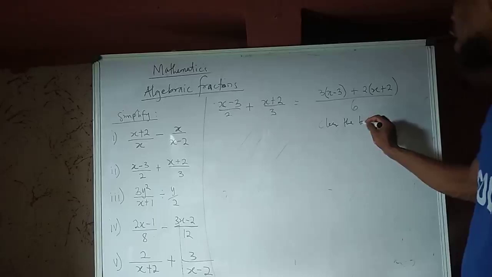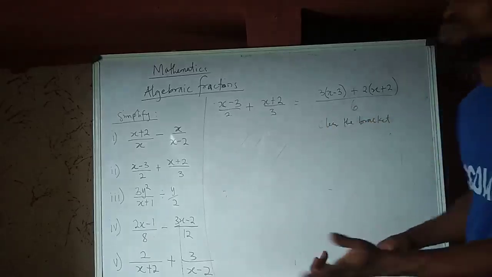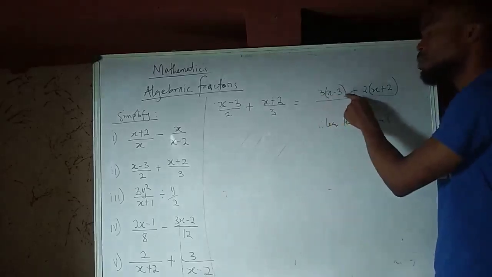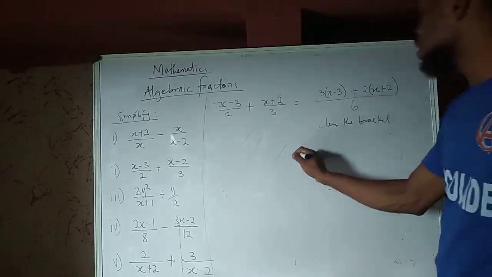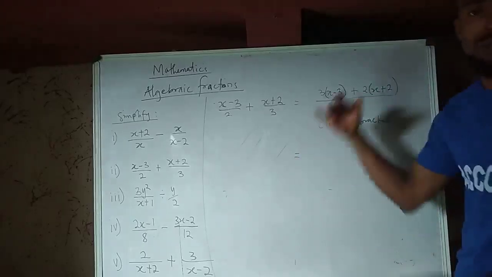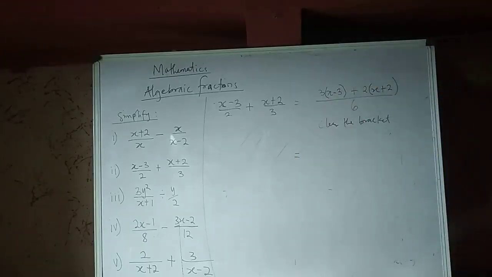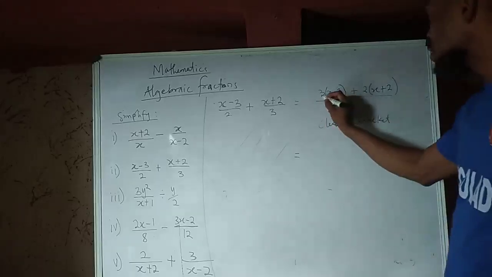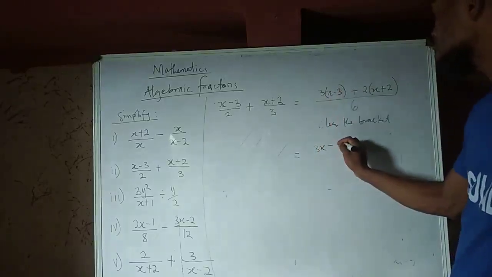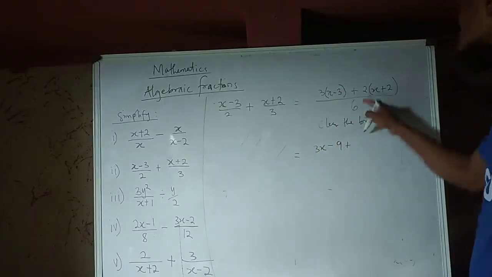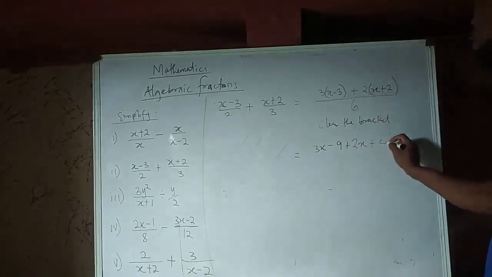Clear the bracket. Now, I've already mentioned that if you want to clear a bracket, you use the number outside the bracket and multiply all the numbers inside the bracket. So if that is said, you can even pause this video and try completing this problem. Yeah, I believe in you. Alright, so 3 times x gives me 3x. 3 times minus 3 will give me minus 9. Then plus 2 times x will give me plus 2x. Plus 2 times plus 2 will give me plus 4.